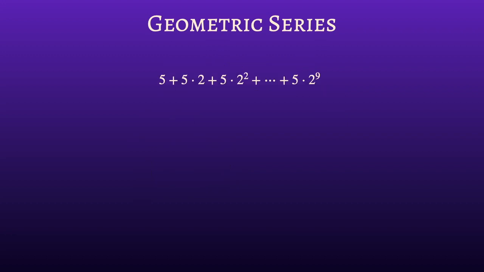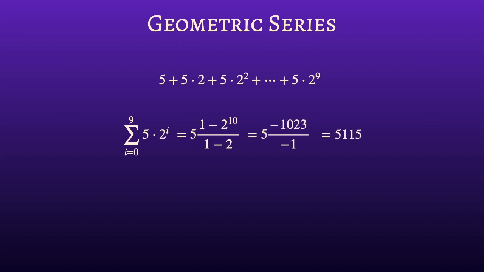Let's see how to apply this to a real finite series. Because it's written in terms of powers, it can be easily expressed in summation form. The initial value would be 5, the common ratio r is 2, and there are 10 terms from 0 to 9. These values can then be substituted into the formula from the previous page and simplified.